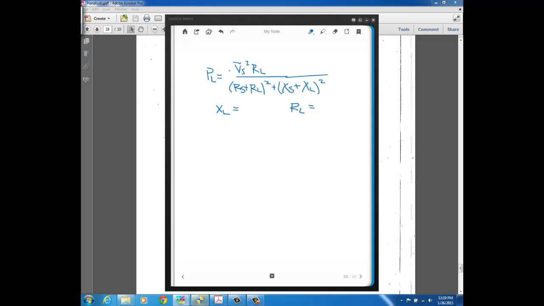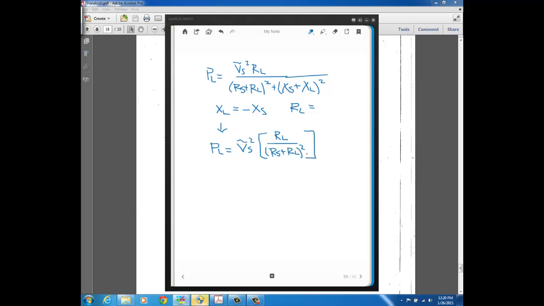Well, to make this equation large, I would want this term here, the reactance term, to go to 0, right? Because if that goes to 0, that's going to help this entire equation be a big number. So to do that, we would set XL equal to minus XS, right? Because then that term would go away, and we would be left with just that PL is equal to VS squared times RL over RS plus RL squared.